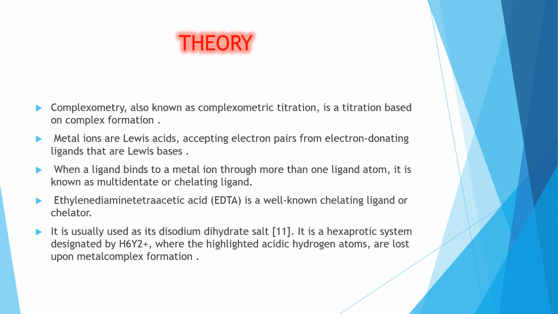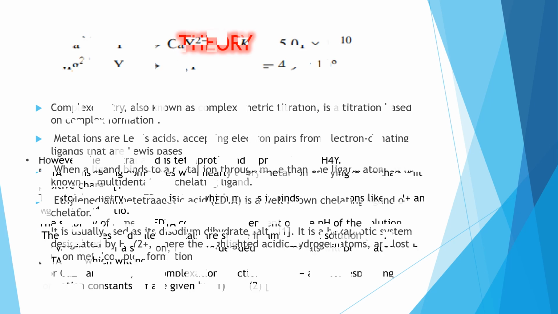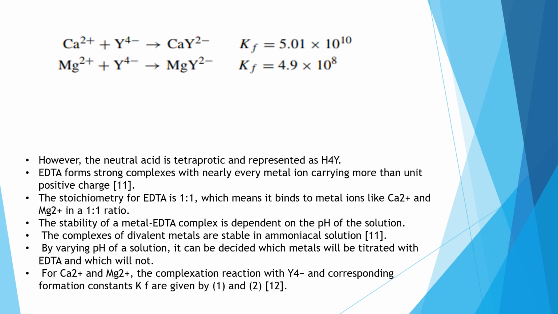Metal ions are Lewis acids. Complexometric titration is based on complex formation. Calcium plus 2 reacts with Y minus 4 to give CaY minus 2. The Kf of that is 5.01 into 10 power 10. It is very big, but it is more than that of MgY2 minus, whose Kf is 4.9 into 10 power 8.